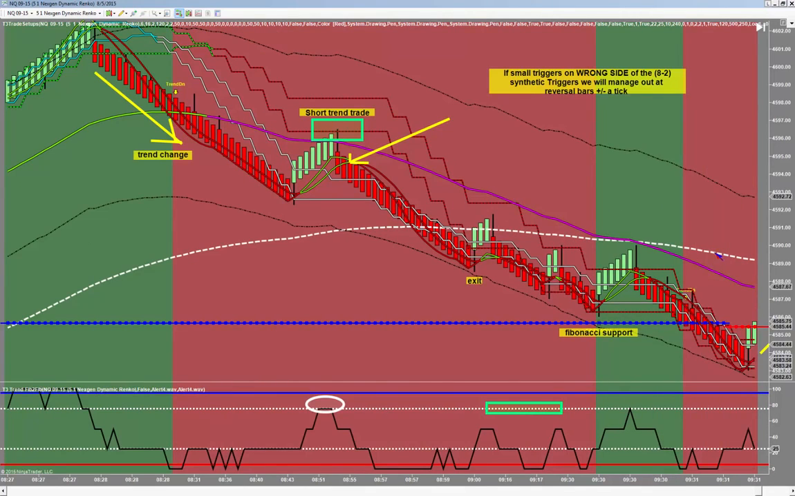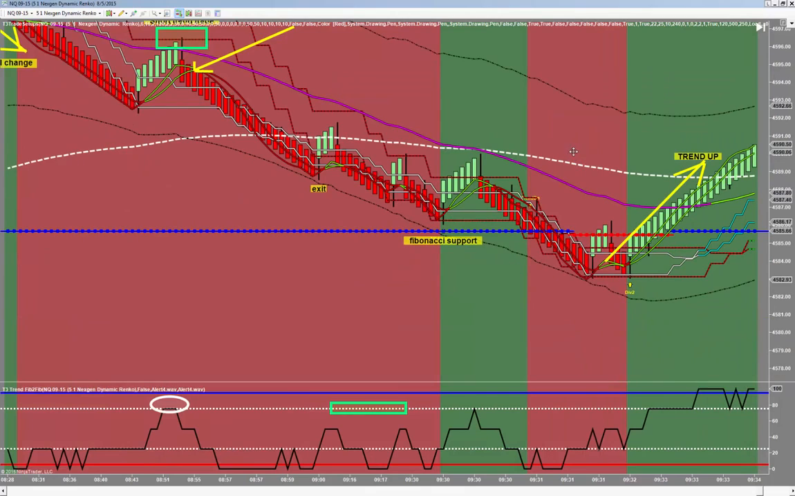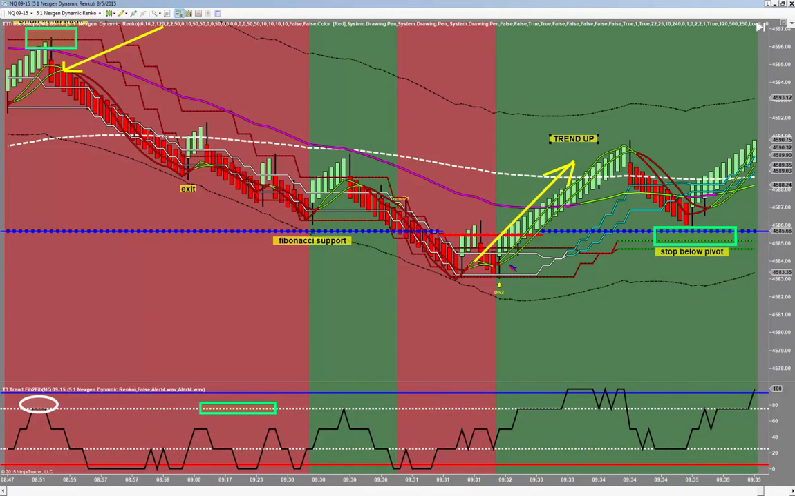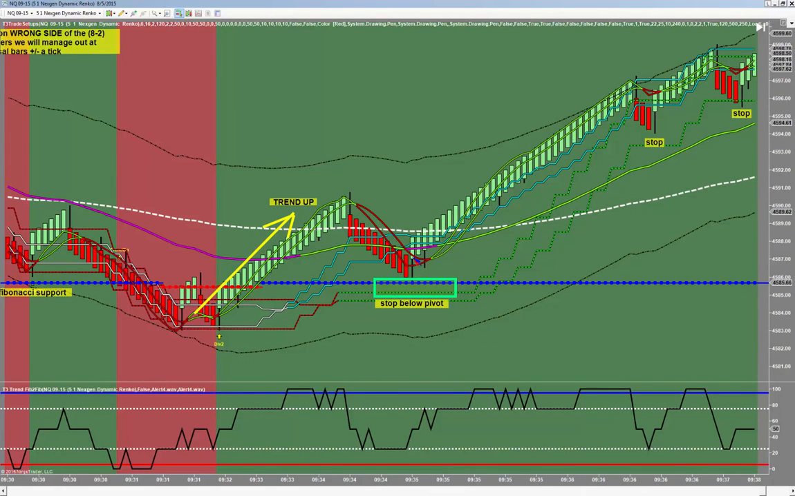Then the market changes trend back up to the upside. Small triggers get above our synthetic triggers. We pull back to support and we get a long trade. See that? So I'm just kind of reviewing. All we're doing is looking for the trend to change up, pull back to support or resistance, and then be able to take trades.